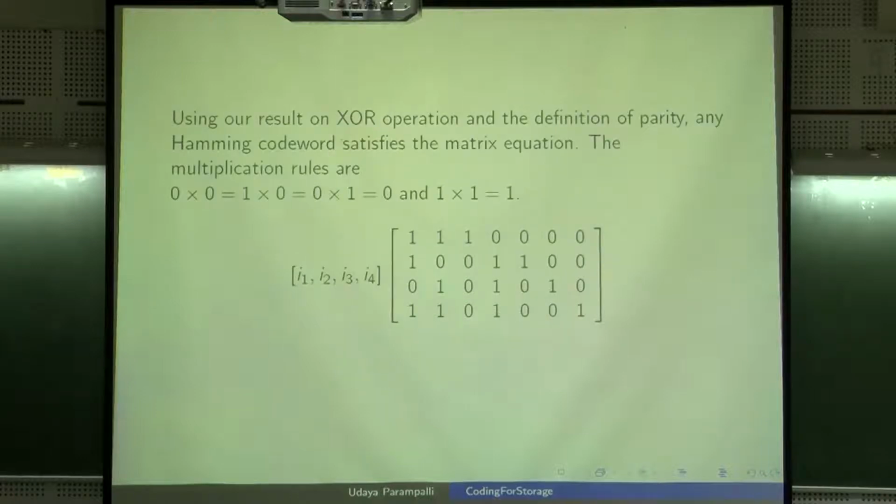Okay, so using our result on XOR operation and the definition of parity that I mentioned, any Hamming code word satisfies this matrix equation. I take the multiplication rule as an AND function. The multiplication is: 0 times 0 is 0, and 1 times 0 is 0. So if you multiply with 0, you get 0, and only 1 times 1 is 1. Exclusive OR, you all know, is the same function.